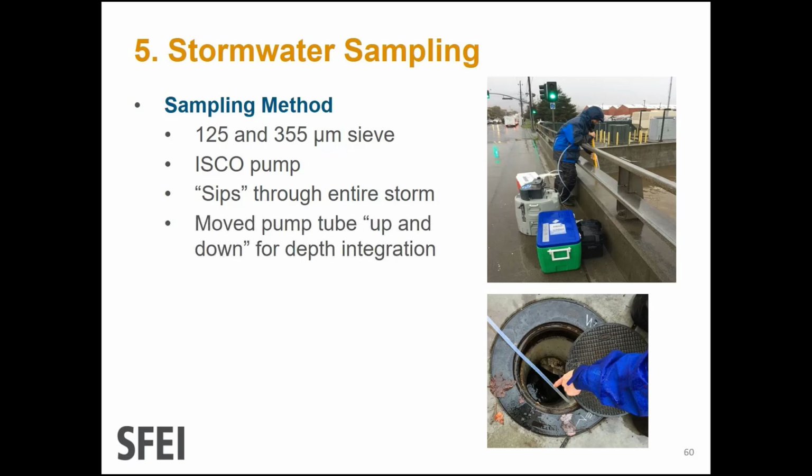And we moved the end of the pump tube up and down in the water column to get that depth integration, which was really important for our study because we wanted to do a load calculation. For the field blank, we just had a second set of sieves that was exposed to the air while we were collecting the sample. And when water was not being sampled, we had the sieves covered with aluminum foil. For the field duplicate, we had a second set of sieves and took the sip right after the first sip. And so we were collecting the duplicate right afterwards.